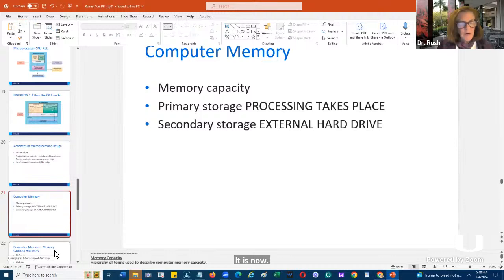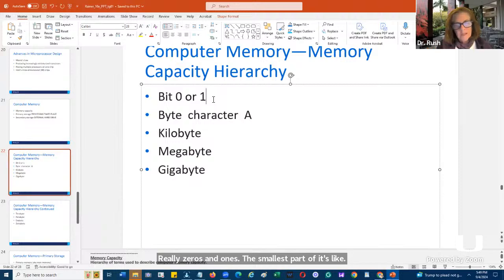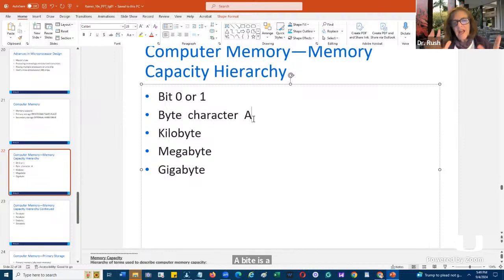And primary storage, when we think about it, is broken down into really zeros and ones. The smallest part of it is zeros and ones. This will change when we do quantum computing. It's really not zeros and ones, but for right now, in our way, it's zeros and ones. A byte is a character. So for Ava, the letter A is a byte. So in your name, Ava, you have 3 bytes in your first name, right? And in your last name, you have 5 bytes.